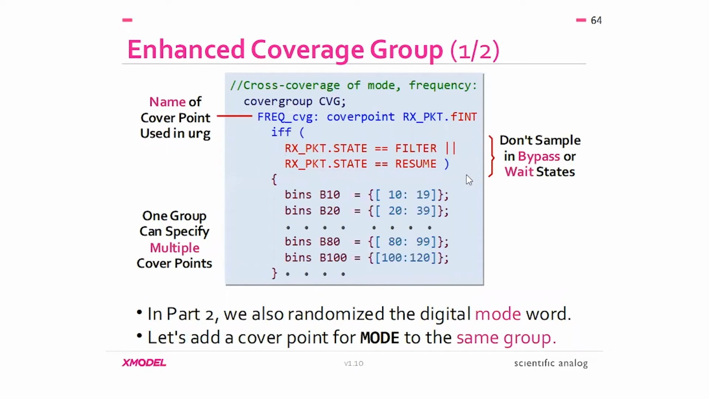Let's extend our code to handle the full-blown test case that we described in section 6. At some point, the DUT will go into power down mode. We don't want to gather frequency statistics during those states. So here we're adding an iff clause to limit the collection of coverage statistics to the filter or the resume state, ignoring bypass and wait.